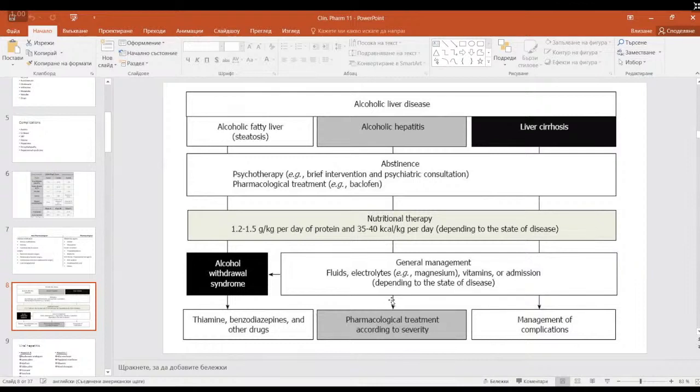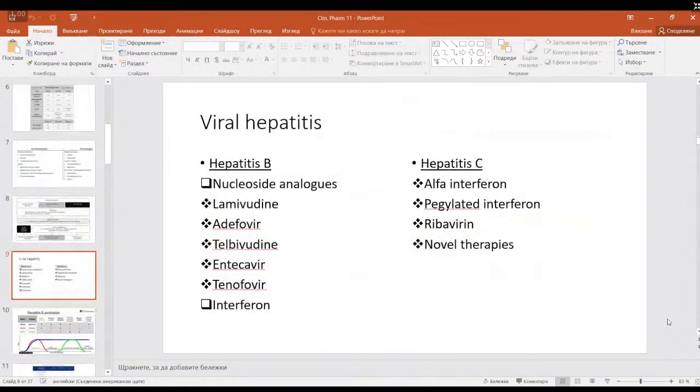And if the patient has withdrawal symptoms, then you may have to use some benzodiazepines to just calm down the patient, benzodiazepines as anxiolytics, actually, like diazepam or lorazepam. Management of complications. We're going to see what complications these patients can get.